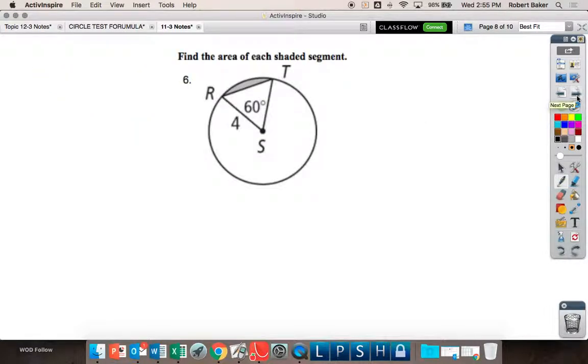Let's try it one more time. Last one here. Trying to find the area of this little bitty piece right here. So x over pi 4 squared equals 60 over 36. Most of you guys are super confident with that, hopefully.